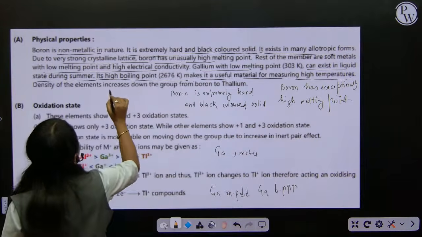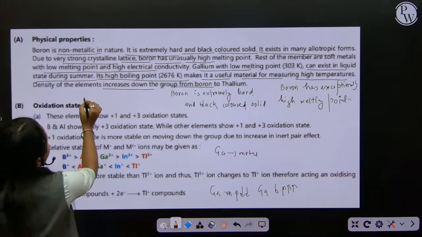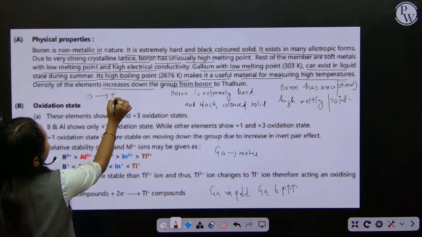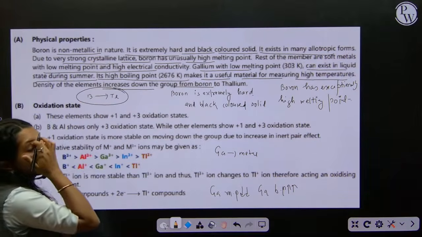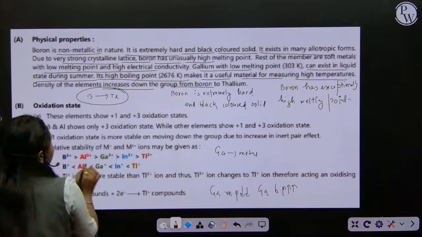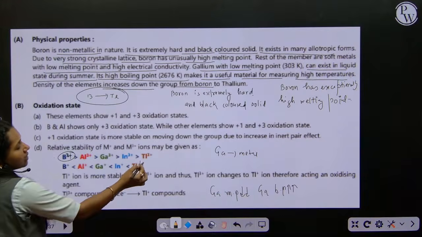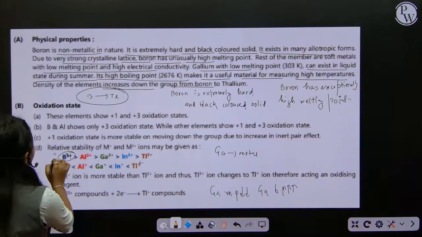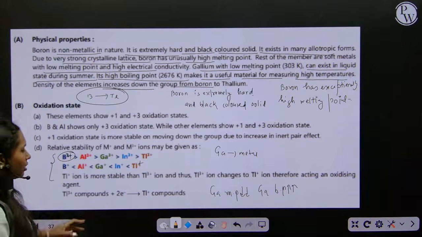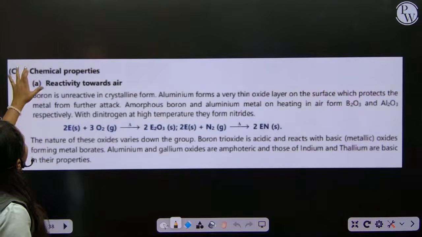Density of elements increases down the group from boron to thallium. Next is element oxidation number. I have told you, boron has highest stability for +3 and thallium has highest stability for +1. This we have discussed already according to the inert pair effect. Okay. Then chemical behavior.